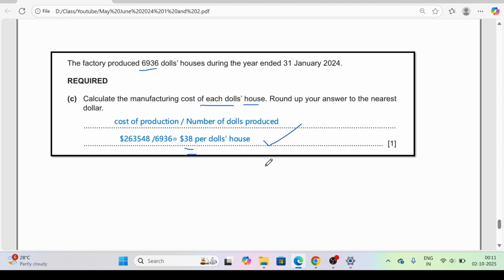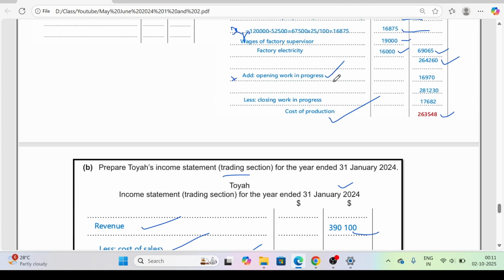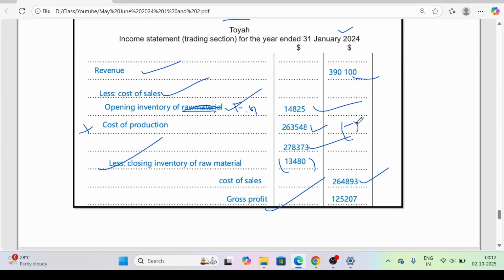Remember, if your cost of production is wrong, it will affect the first one. In the manufacturing account you will lose the marks. At the same time your gross profit will be wrong, cost of sales will be wrong, and here also you are going to lose the marks. So in the manufacturing account, you have to be very careful while calculating all the sums with correct adjustments. Then only you will get full marks.